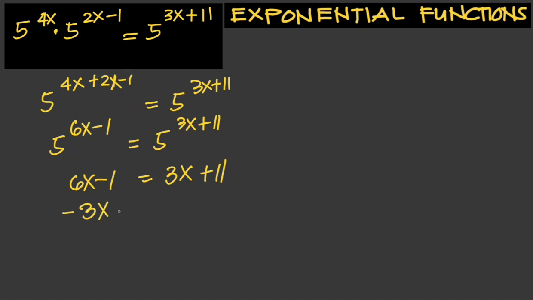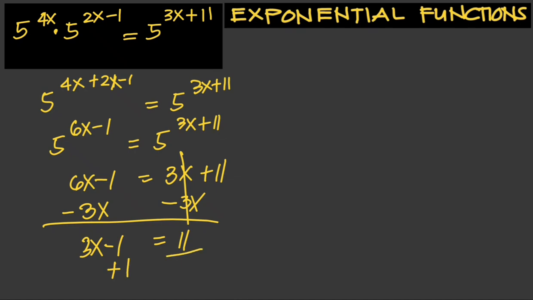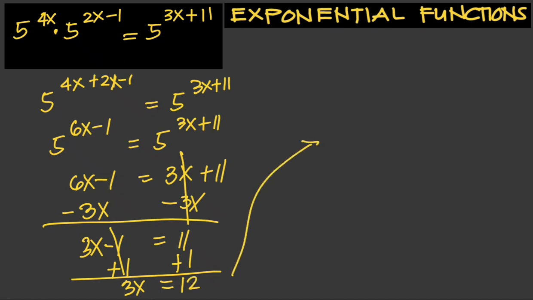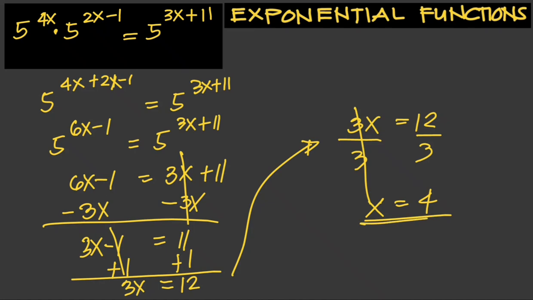Okay, simplifying. We subtract 3x from both sides. This would be 3x minus 1 equals 11. Then we add 1 to both sides. This cancels out. So we have 3x equals 12. Then we can further simplify that by dividing both sides by 3. So x is equal to 4. So that is our solution.